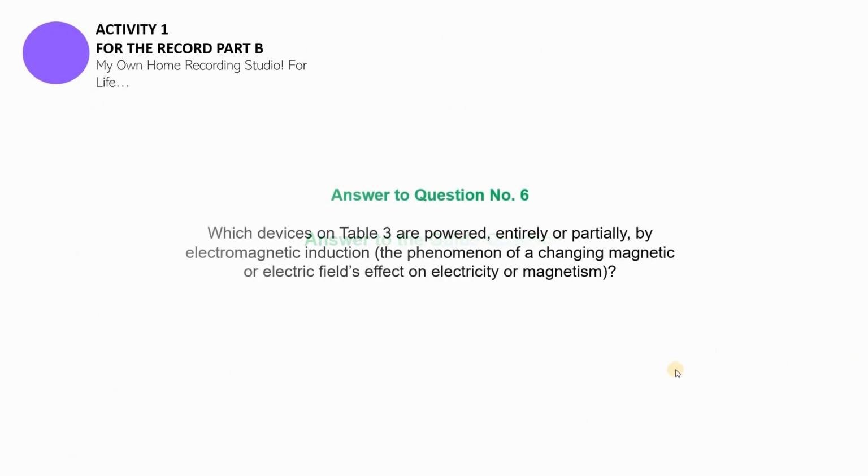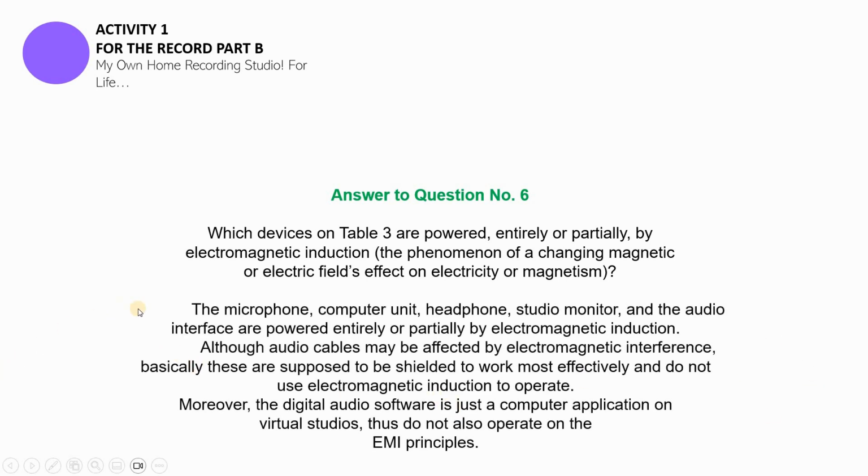Okay. Let us now proceed to answering the guide question. The question was, which devices on table 3 are powered entirely or partially by electromagnetic induction, which is the phenomenon of a changing magnetic or electric field's effect on electricity or magnetism? The correct answer are the following. So the microphone, computer unit, headphone, studio monitor, and the audio interface are powered entirely or partially by electromagnetic induction.